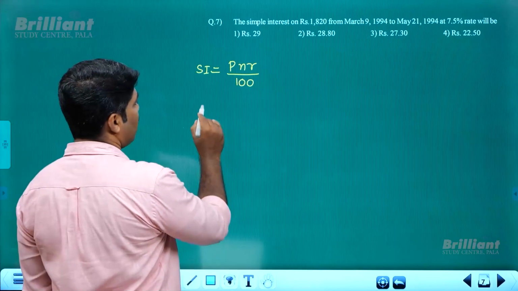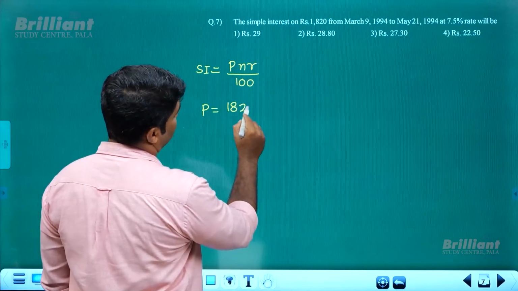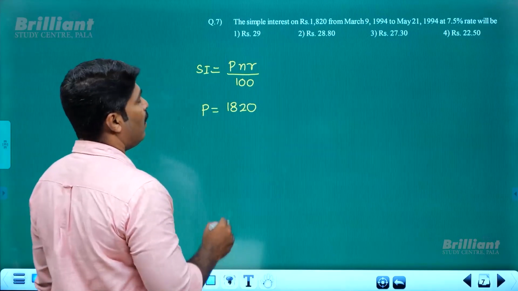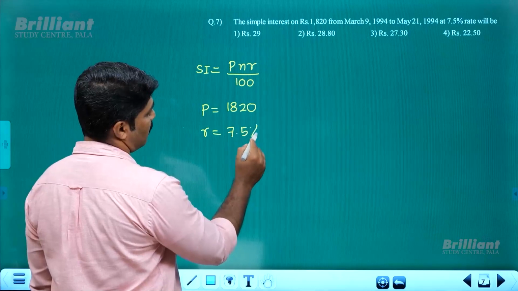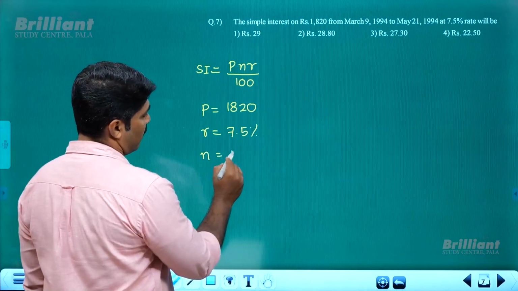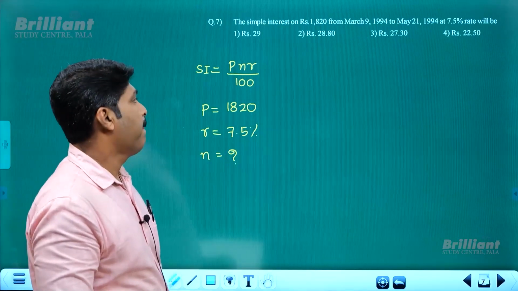Here we have P. What is P? P is the principal amount, that is 1,820. And we have the rate also. Rate is 7.5%. But we don't have N. So first of all, we have to find out what this N is. How to find it out?